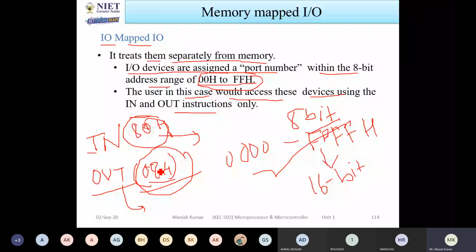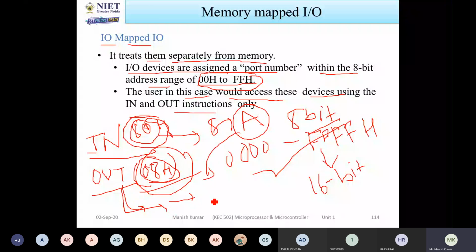So in the case of the IN instruction, what will it read? It will read the data of the sensor or any input device, and it will be stored in the accumulator register. In the case of the OUT instruction, what will happen? The accumulator's value will be sent to the output device. Okay, so this is the difference. Whatever is written after the instruction is the address, and that is called the port address.